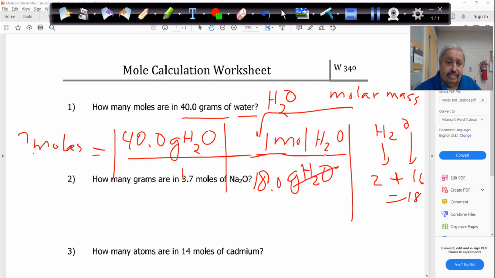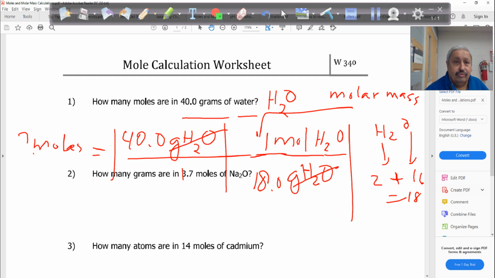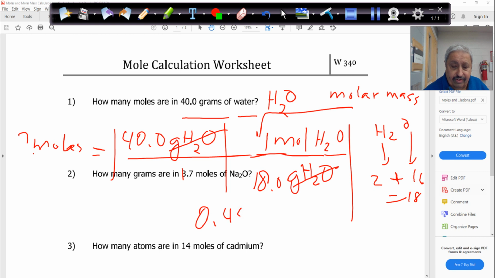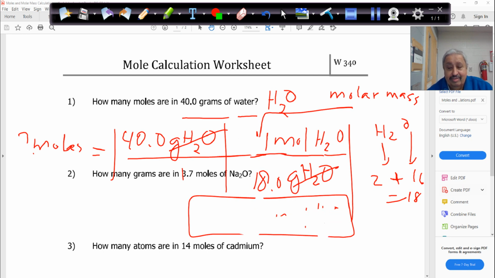So that will give us the grams cancel out, and 40.0 divided by 18.0, we can say this is 0.45. No, we need 3 sig figs, correct? So this is mole H2O. Okay, guys? You don't get this? The answer, you mean? I agree. 40 divided by 18, it has to be 2. We're 36 and something.